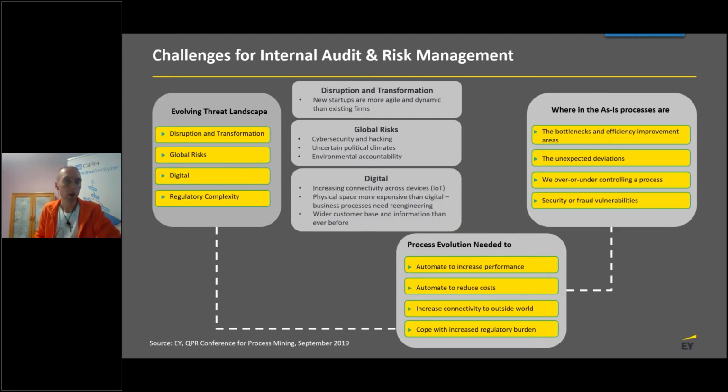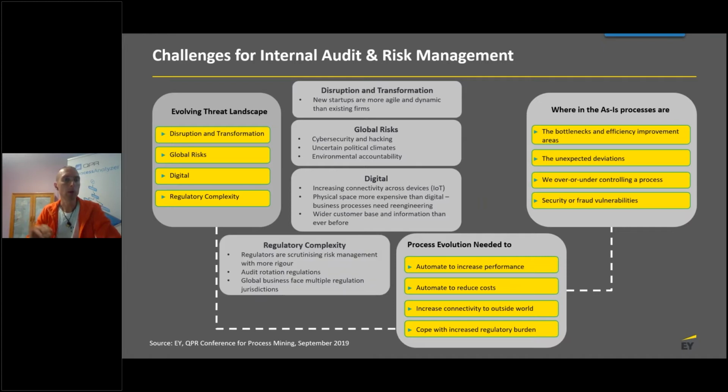Digitalization and digital risks: increasing connectivity, physical space being more expensive than digital, and a very wide customer base and customer information are adding to the digital risks. And the regulatory complexity: regulators scrutinizing risk management and auditing, rotation regulations, and a lot of global companies facing multiple regulation jurisdictions. So all of these threats are putting pressure on internal audit and risk management.